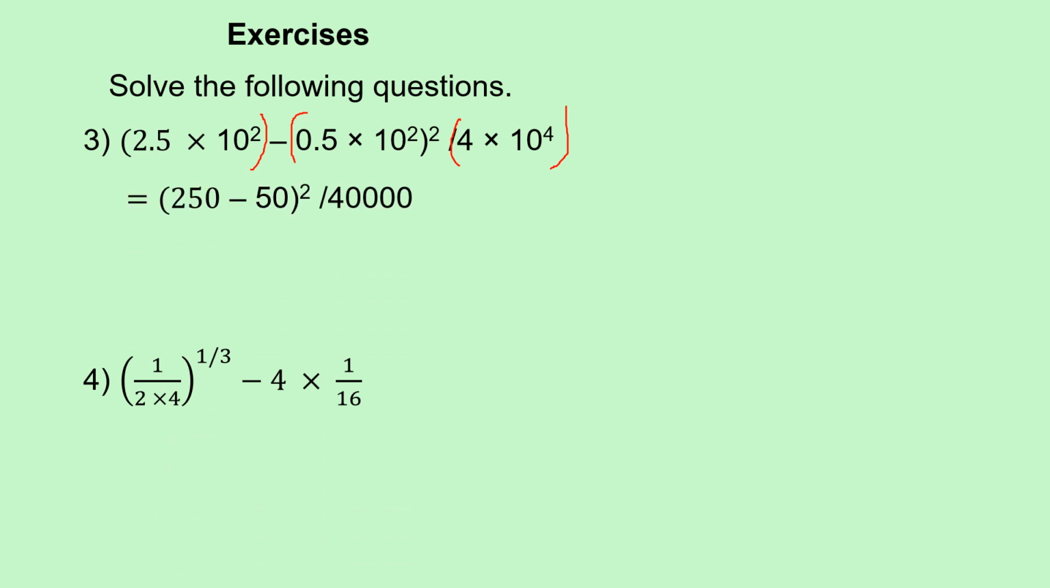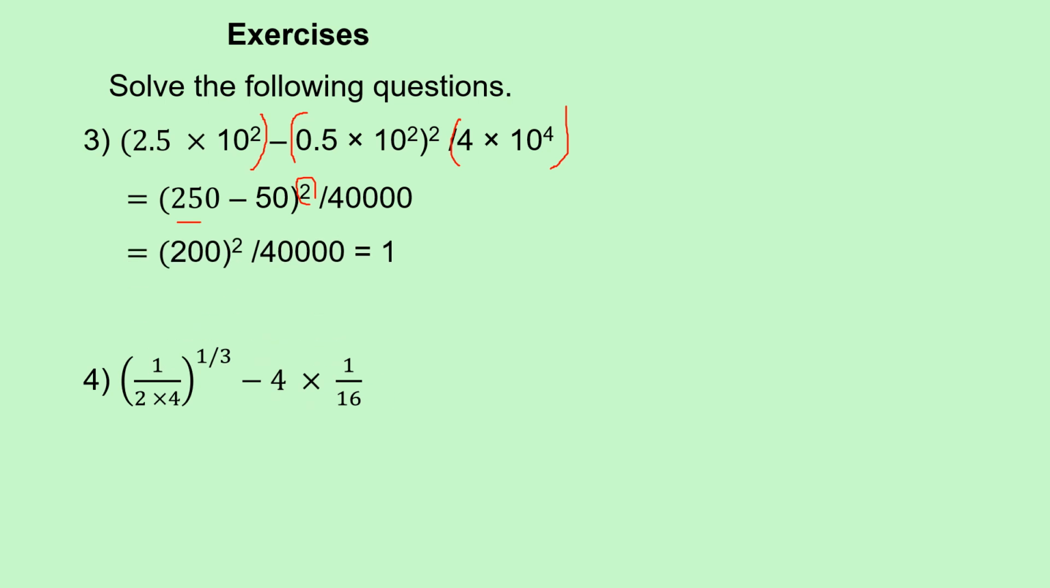When you multiply this one, it becomes 250 minus this one will give you 50, and all of this actually shows the power of 2. So you can get this one, power of 2, divide by 4 times 10 to power of 4, so it becomes 40,000. Okay, so the answer for this part is equal to 1.